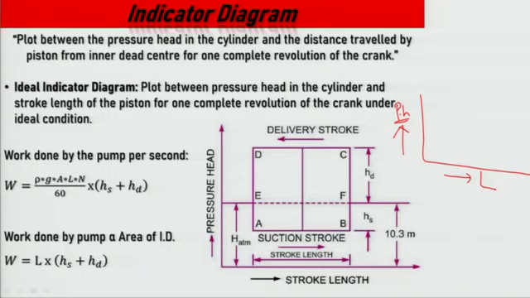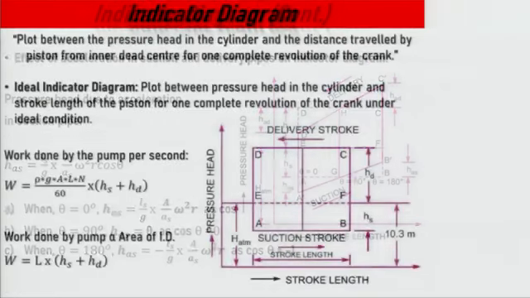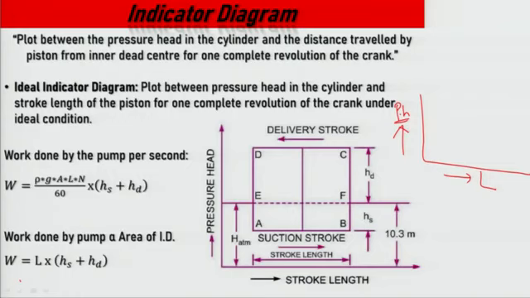So, in the ideal diagram, we assume that this Hs is constant. The suction lifting, the liquid pressure, is below the atmospheric pressure, and this is constant, represented by a line that is known as the atmospheric pressure line, simply H atmospheric.